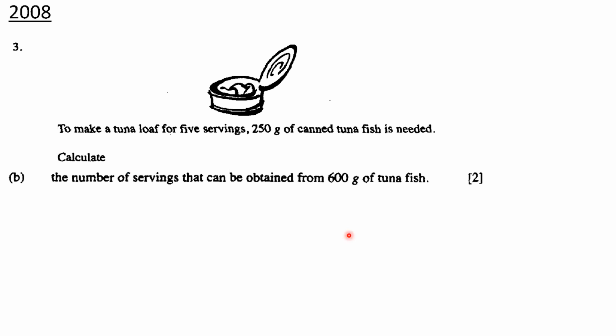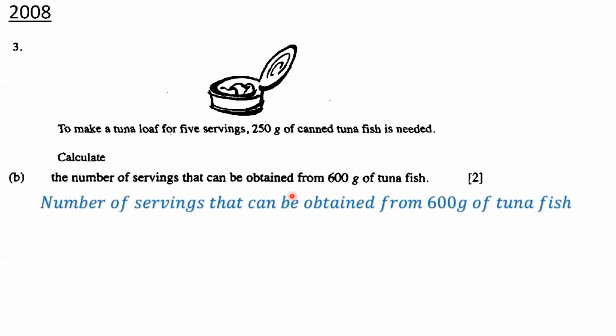Okay, now we want to figure out the number of servings that can be obtained from 600 grams of tuna fish. For this one, we have to divide 600 by the amount for 1 serving, which is 50. When we divide it, we get 12. So 12 servings can be obtained from 600 grams of tuna fish.